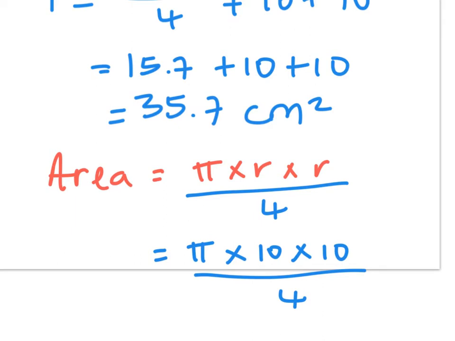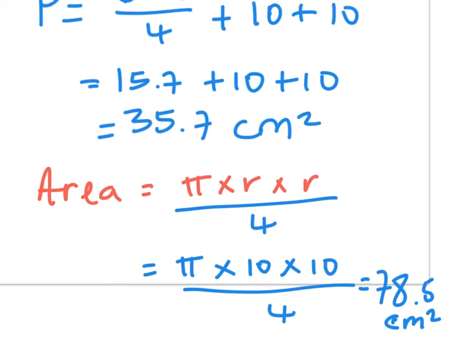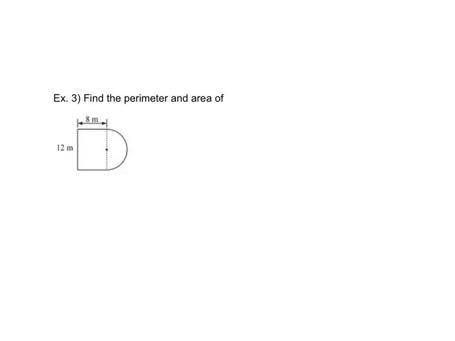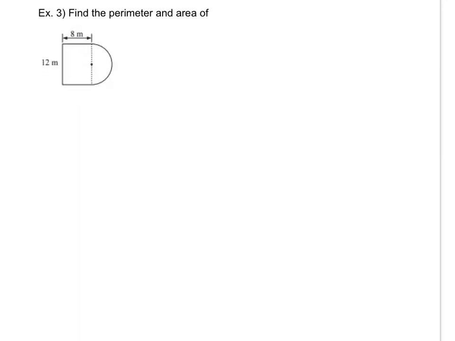And that's going to give you 78.5 centimeters squared. By the way, this piece up here shouldn't be centimeters squared because we're only finding perimeter. It should be centimeters. All right. Area and perimeter.